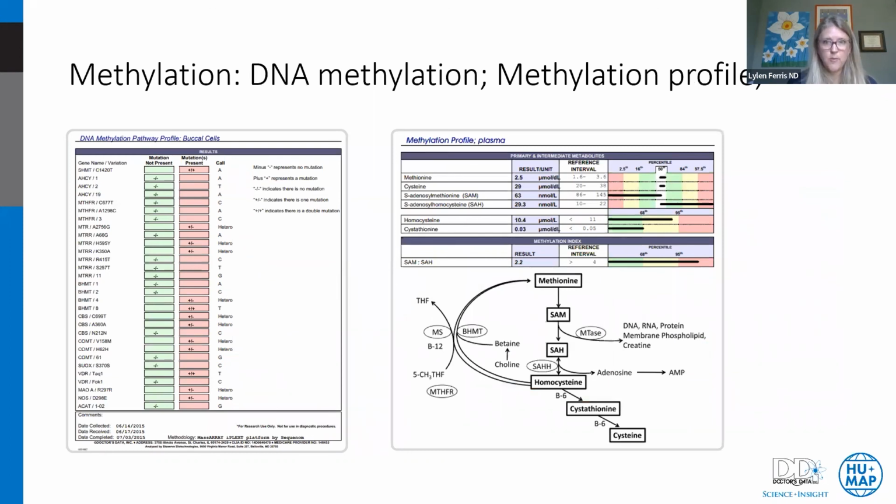And methylation. Methylation is essential for the deactivation of reactive hydroxyl estrogen metabolites. DDI offers a methylation profile to assess methylation activity, as well as DNA testing to directly look for SNPs. The DNA methylation profile is a buccal swab, and the methylation profile is a plasma test.